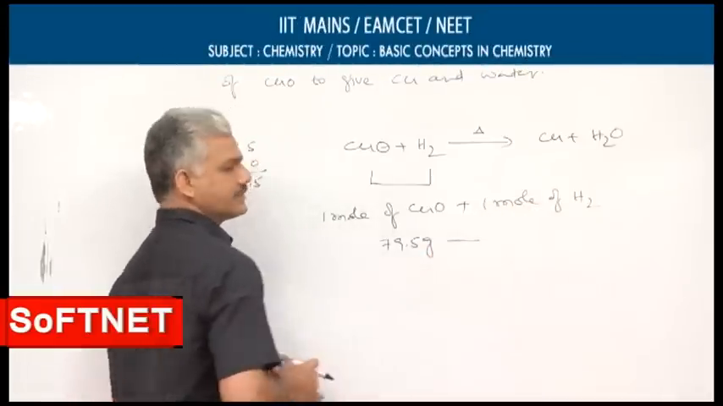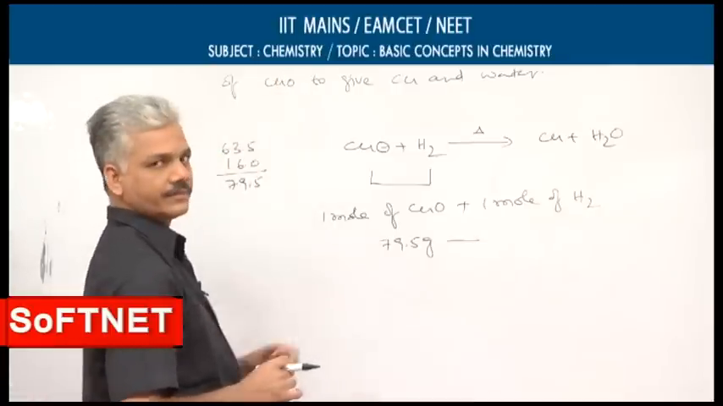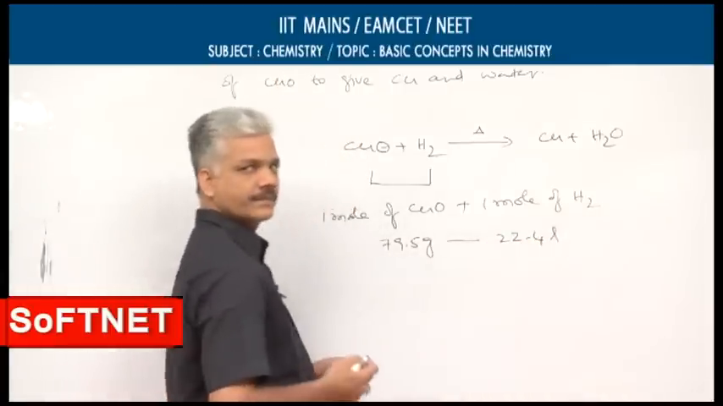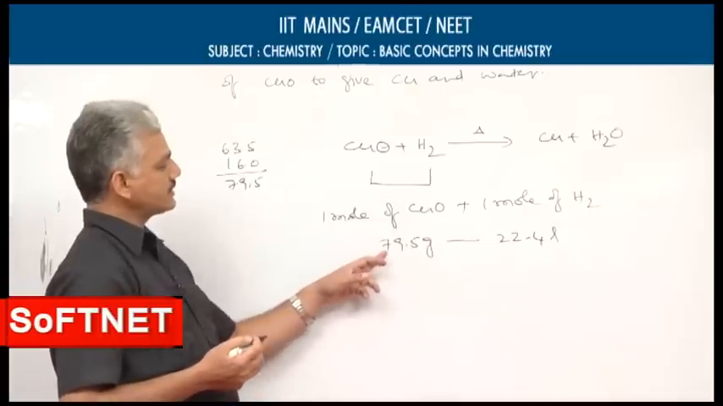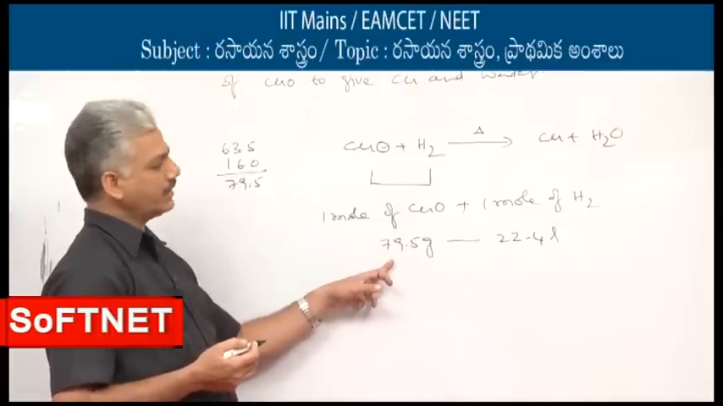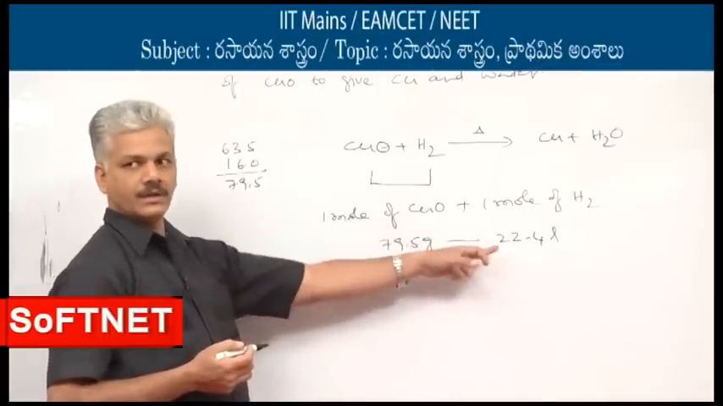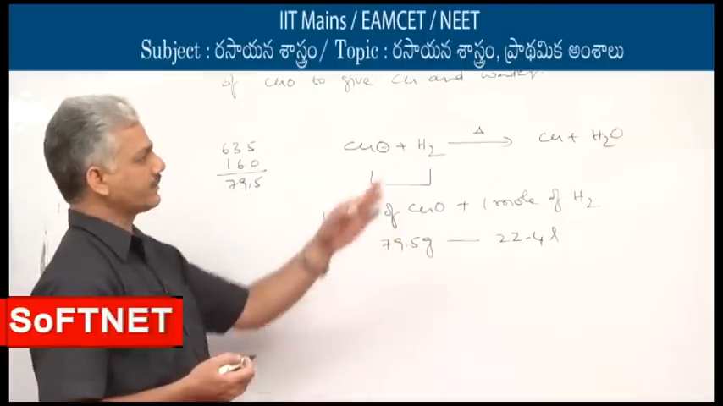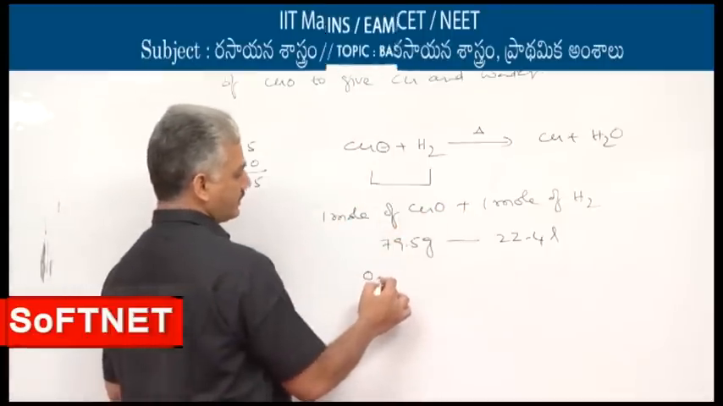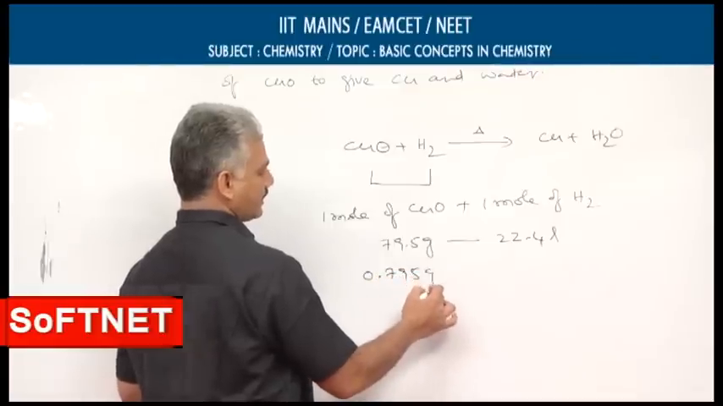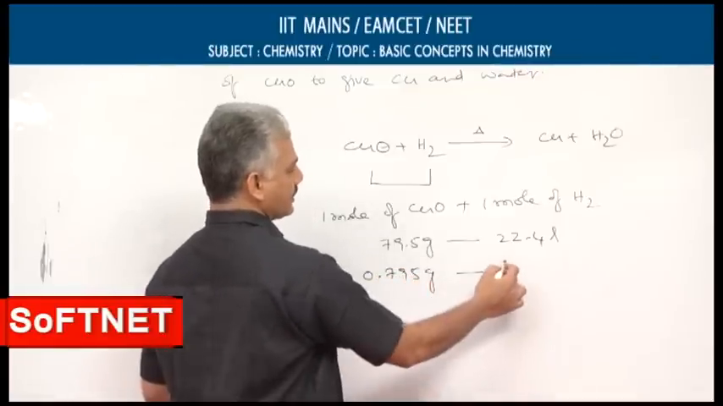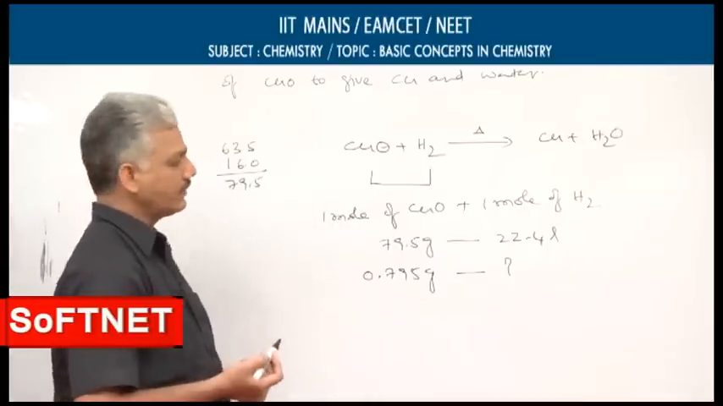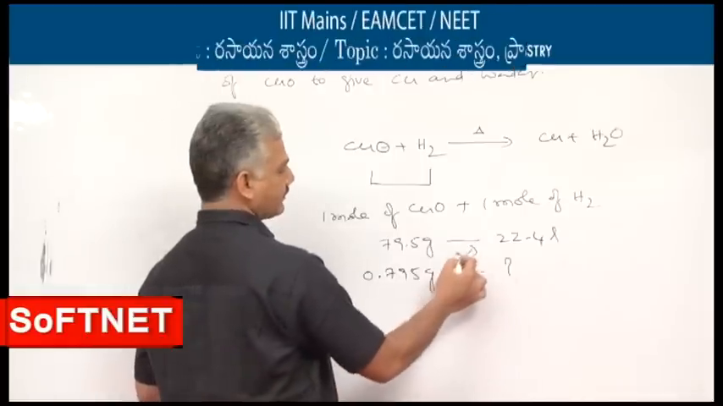1 mole of hydrogen means in terms of volume, it is 22.4 liters. So, the molar relation is: for the reduction of 79.5 grams of copper oxide, 22.4 liters of hydrogen gas is required. So, in order to reduce 0.795 grams of copper oxide, how much hydrogen gas is required? That is the problem. Now, we can solve it very easily.